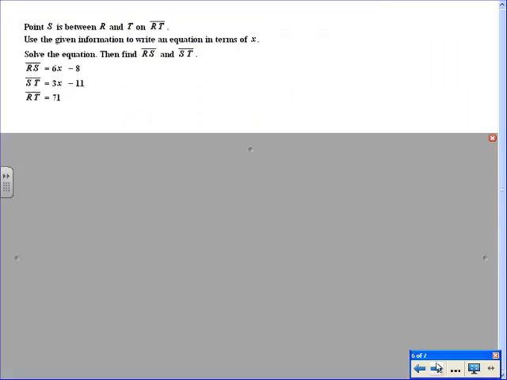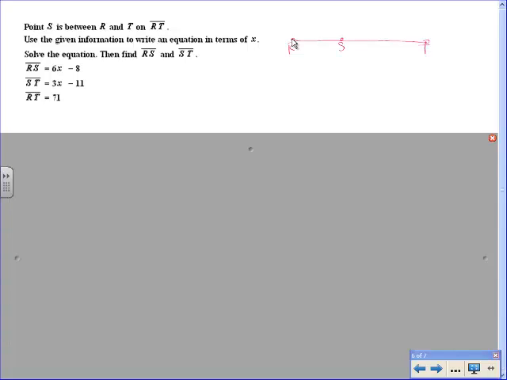Alright, we have one more set of problems to solve. In these problems, I'm not given a picture. When I'm doing these problems, I start by reading the problem, and my next step is always to draw a diagram that represents the problem. So for our first example, point S is between R and T on segment RT. So I'll start by sketching segment RT and putting point S somewhere between R and T.